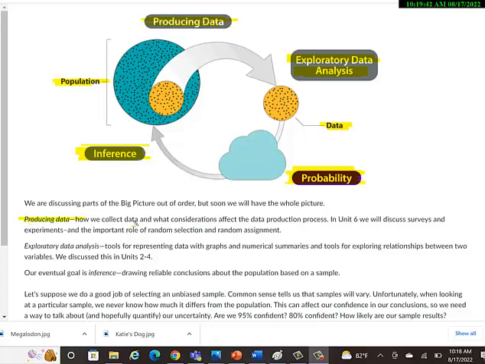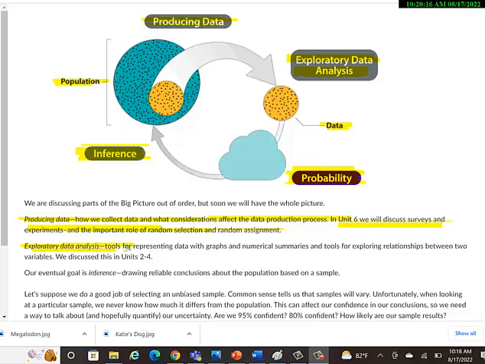So producing data, let's look down here now where we're highlighting how we collect data and what considerations affect the data production process. In Unit 6, we will discuss surveys and experiments and the important role of random selection and random assignment. So remember we talked about random selection, random assignment. We want to make sure that we don't choose people from a certain group or a certain place, or we want it to be as random as we can. Obviously, it won't always be perfectly random, but we do it the best we can so we get a good group of people or objects or things or whatever it is we're using.